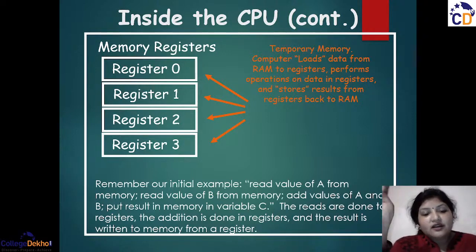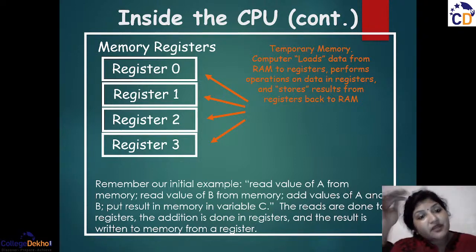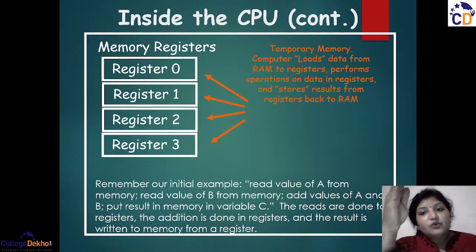The reads are done to registers, the addition is done to registers, and the result is written to memory from a register. So this is the important point that we have. What is that important point? The computer loads the data from RAM to registers. So why are we loading into registers? To perform the operations on these registers.